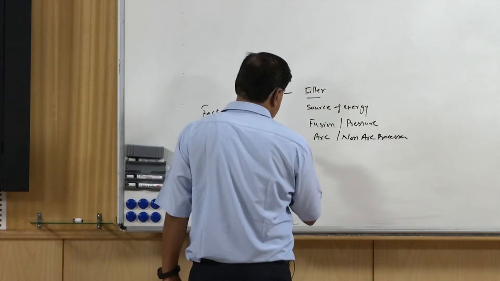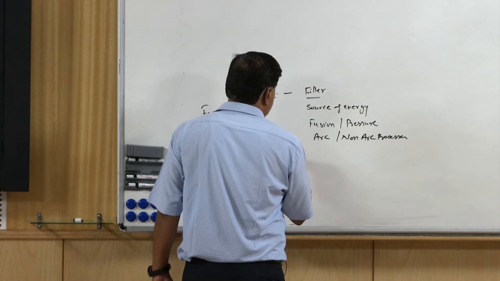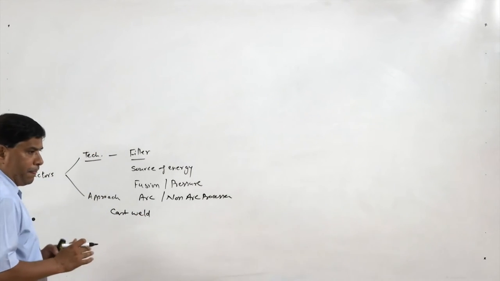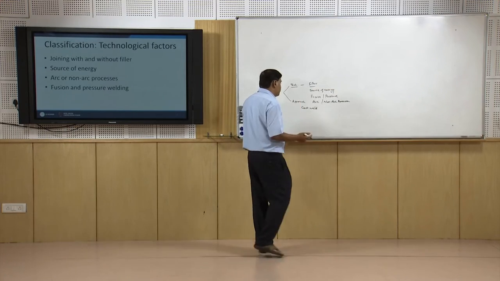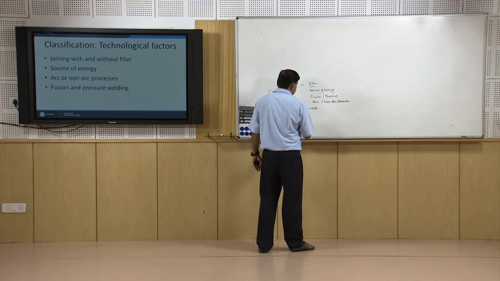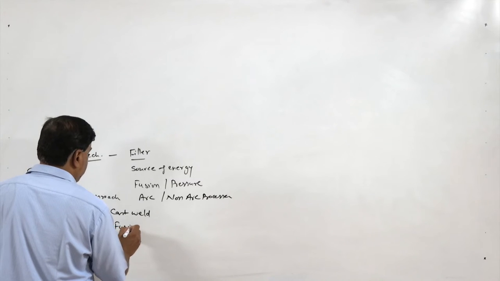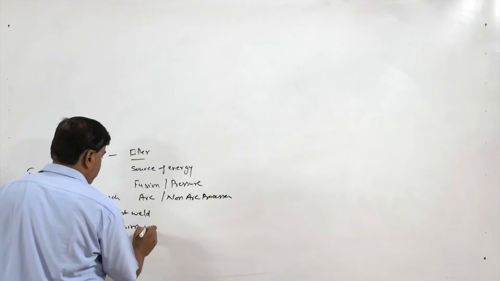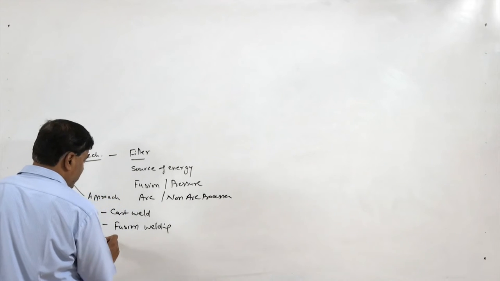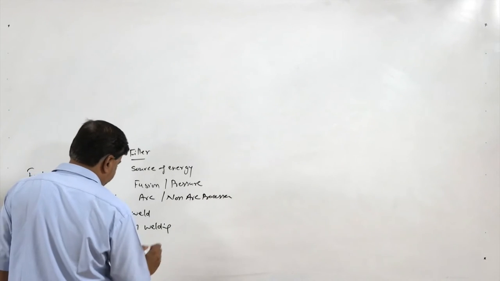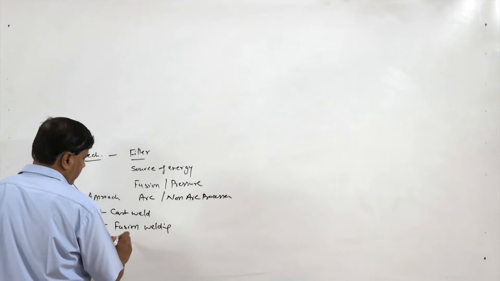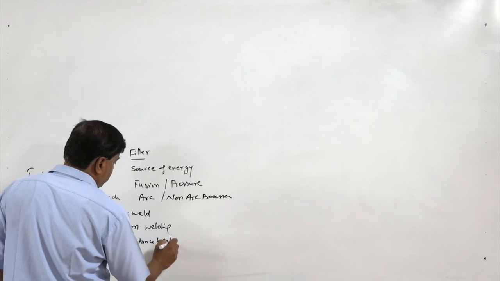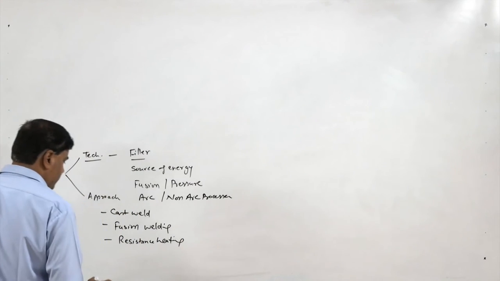Another one is the approach of developing the weld joints, involving the use of cast weld processes, where it is expected that molten metal will be fed from the outside for developing the joint. Then there are fusion welding processes, where the melting of the faying surfaces is achieved for developing the joint and achieving the metallic continuity. And the third is heat being generated through electrical resistance heating.